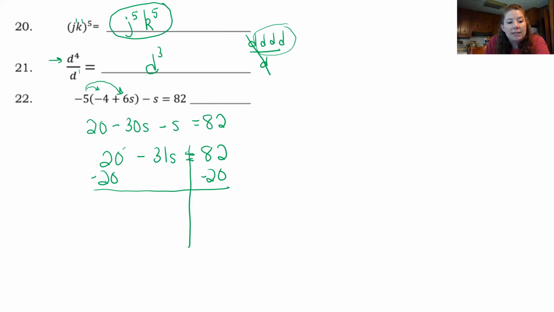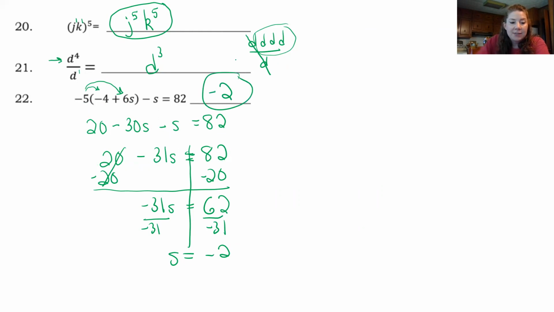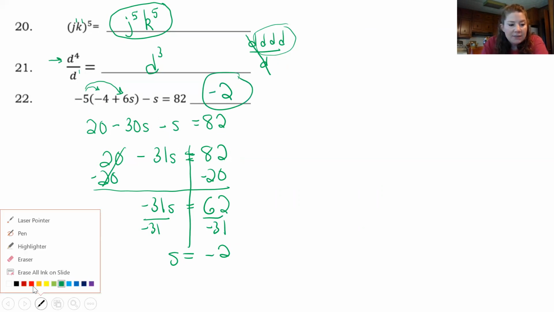So this is gone. We bring down negative 31s equals 82 minus 20 is 62. And then the last thing we do is divide by negative 31. So s is equal to a positive divided by negative is a negative, negative 2. And that is the answer for s. S is negative 2.